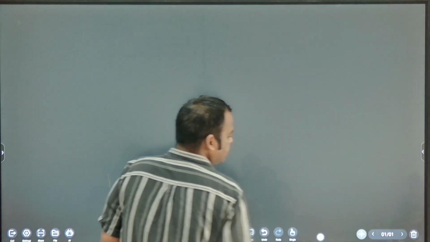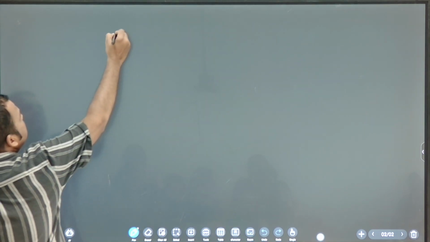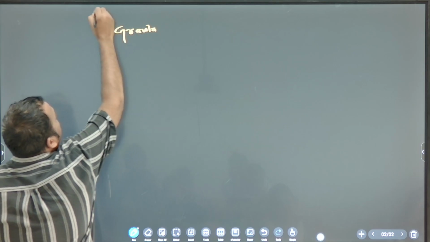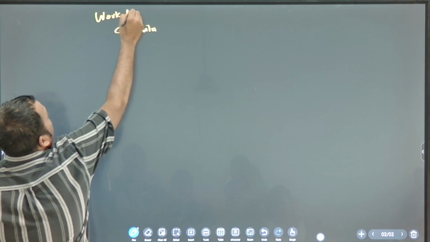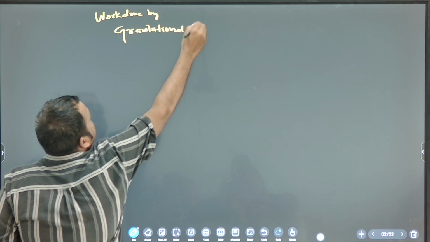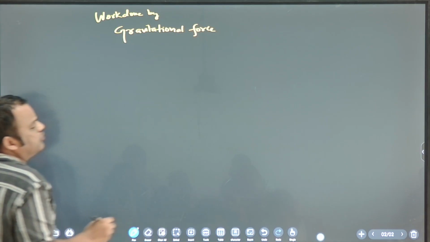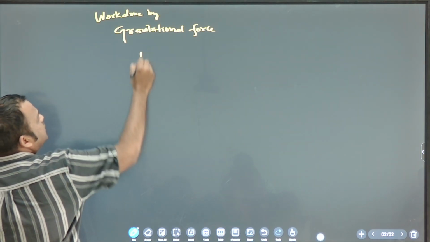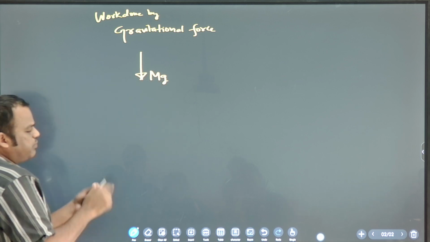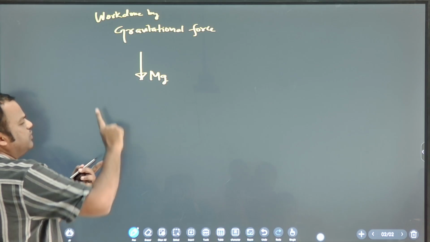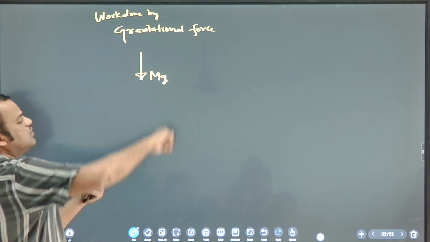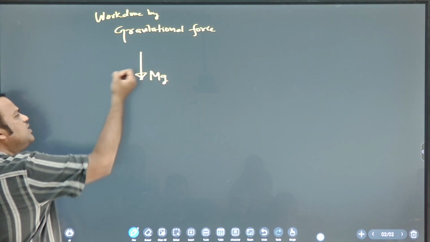So yesterday, first you understand gravitational force again. So work done by gravitational force. Gravitational force, what is the direction? Mg. Downward always. Whether the particle is going horizontal, vertical, down, up, or in circular motion like this, Mg is always downward.